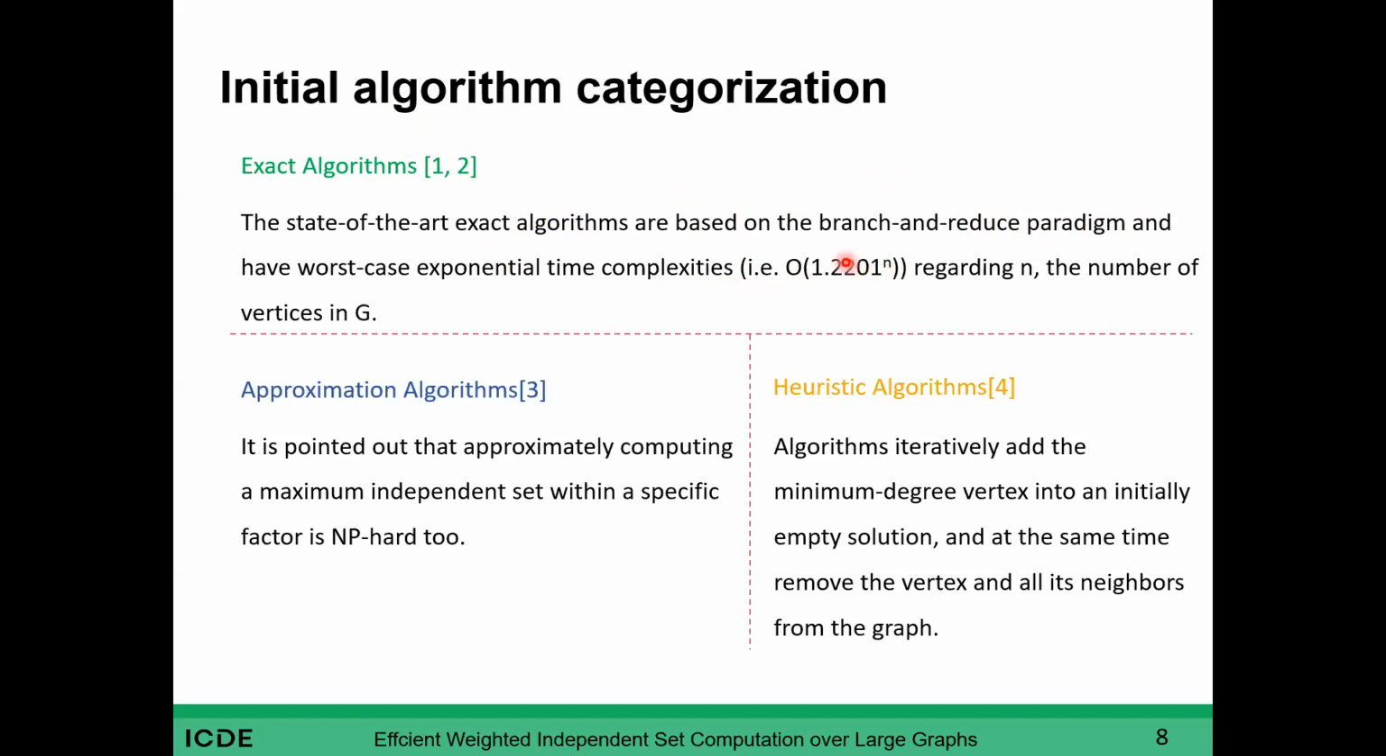The second branch is to approximate the answers within a specific factor. But it turns out that it is also NP-hard. The last and meanwhile the simplest is to use a greedy strategy to get the answer. It attains a linear time cost at the expense of the accuracy of the result.